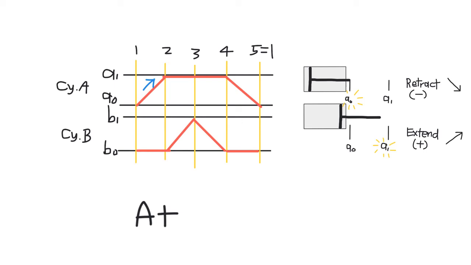Next, for step 2, we need to take a look at cylinder B. It is rising up, which also means that cylinder B extends, followed by step 3, where cylinder B is decreasing, which means that the cylinder retracts. And the last one, at step 4, cylinder A is decreasing, which means that cylinder A retracts.